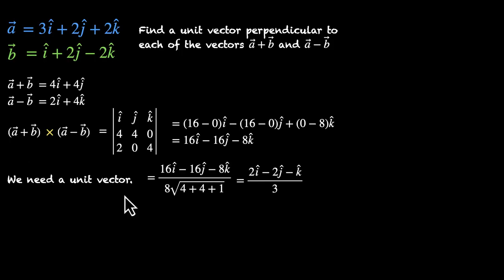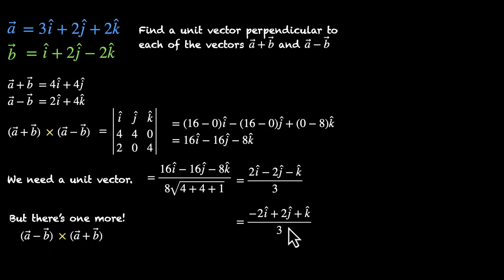Again, there's one more. We can have the exact opposite. We can take the cross product of a minus b and a plus b. So we'll get minus 2i cap plus 2j cap plus k cap divided by 3.